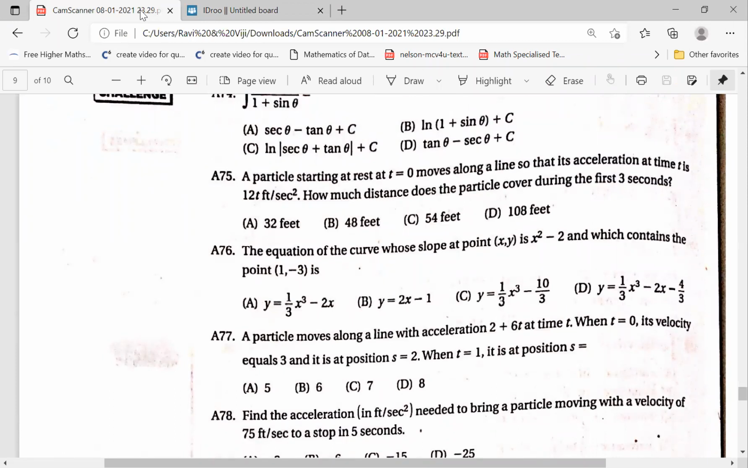A particle starting at rest at t equal to 0 moves along a line so that its acceleration at time t is 12 feet per second square. How much distance does the particle cover during the first 3 seconds?